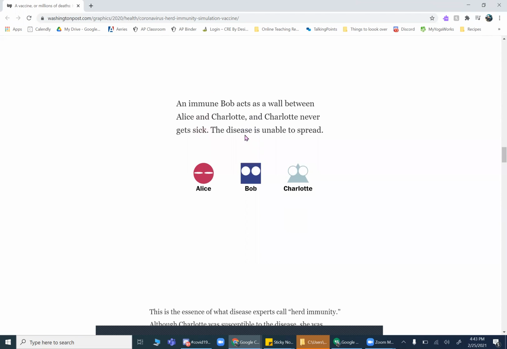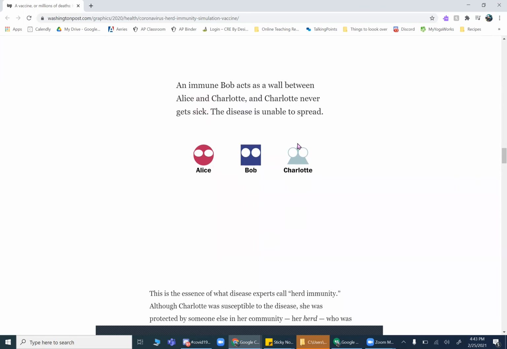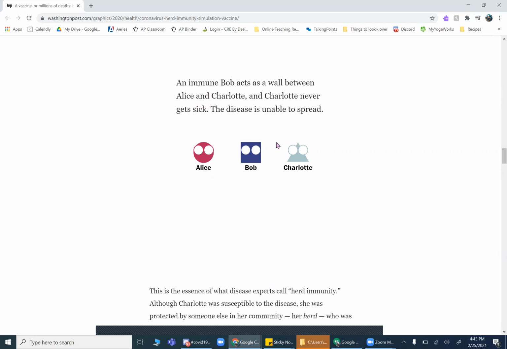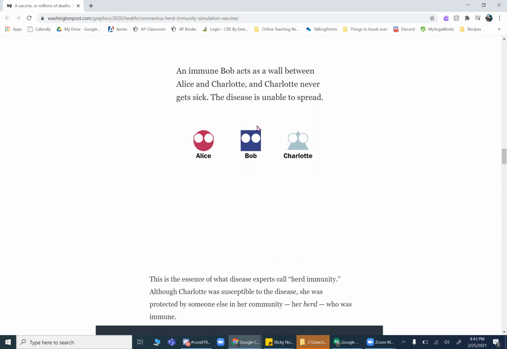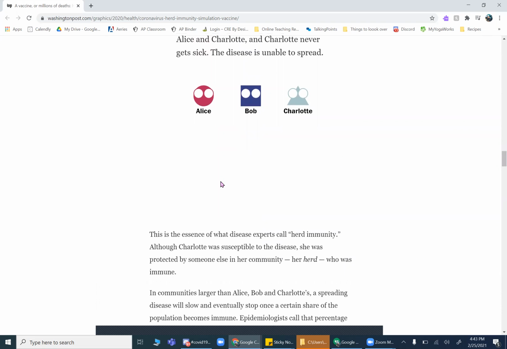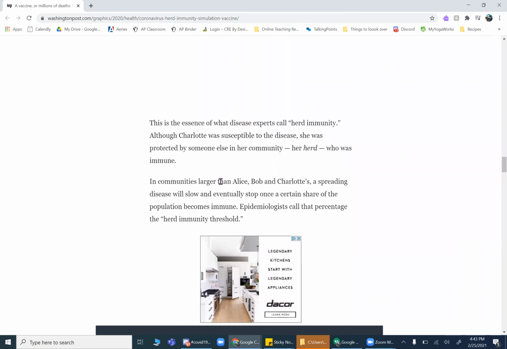And so this is what experts are calling herd immunity, right? So although Charlotte is healthy but susceptible to the disease, she was protected by someone like Bob. So somebody else in her community. So her herd protected her and they're immune, right? So in essence, that is what the concept of herd immunity is.